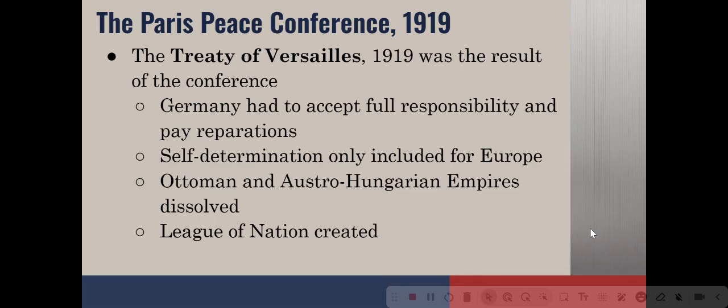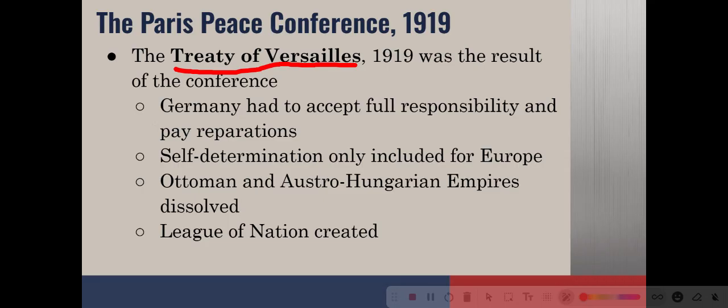So the Treaty of Versailles, you definitely need to know this, is the result of the peace conference, and it had some issues immediately. One, Germany had to accept full responsibility for the war. Germany lost all its colonies. They could only have a military of 100,000 men. They were limited on how many machine guns, U-boats, tanks, airplanes, battleships they could have. They had to pay reparations that were worth more than their entire economy. They couldn't afford to even pay them.